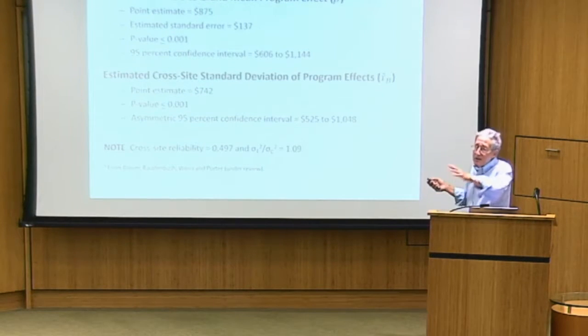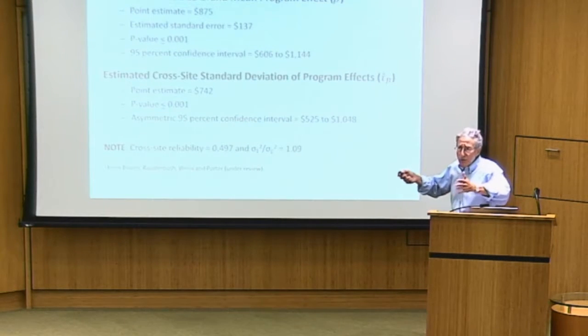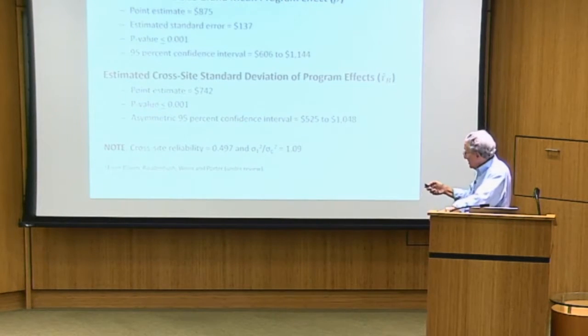Okay, these programs, we already knew they were successful. We're coming in years later to take this data and push it in other directions and look at the variation. All right? The estimated standard error of that, and this is a big sample, not surprisingly, was $137. So the t statistic was about 7 or 8. The confidence interval was 606 to 1100. That's on the mean. Fine. We sort of knew all that.